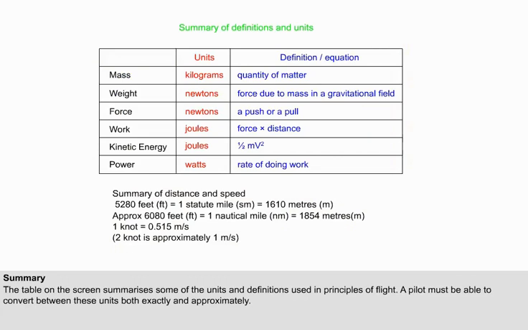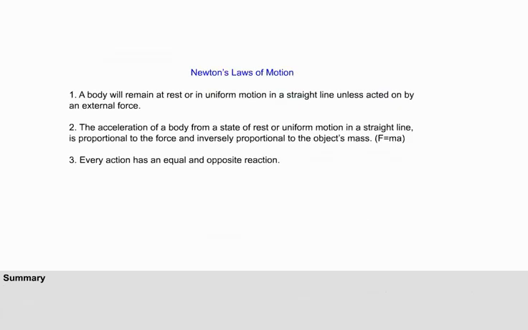Look again at the distance and speed conversions. There are 5,280 feet in a statute mile and 6,080 feet in 1 nautical mile. As an approximation, halve the knots to find meters per second. You were then introduced to Newton's 3 laws of motion.